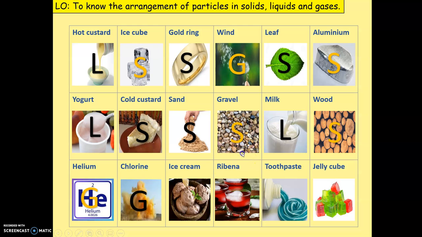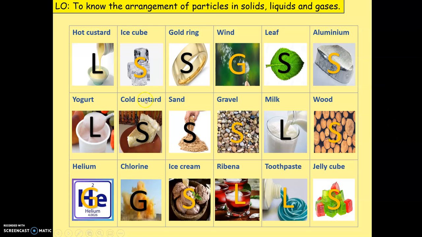Okay, ice cream. Solid. Remember the word ice already. It's already iced. So it's solid. Ribena is liquid. Toothpaste is liquid. Jelly cube, solid. See the clue there? Cube. Okay? Even if it's round, it's solid. How many of us got that right? I'm sure you did get that right.